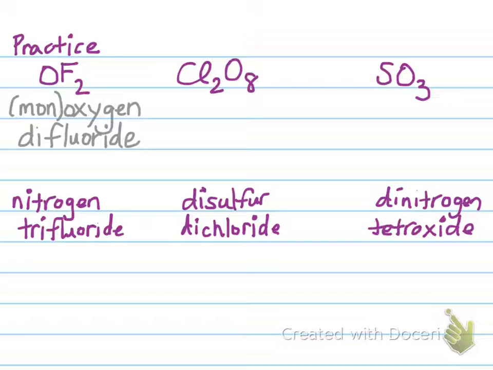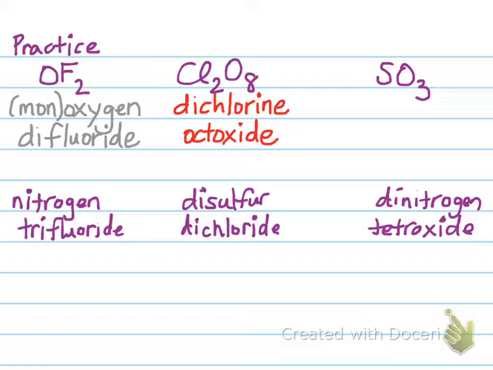For Cl2O8, Cl is chlorine. The 2 means there's 2 of them, so it's going to be dichlorine, and it has to be the INE ending because it's only the second element that ends in "ide." 8 is octa, and oxygen becomes oxide, so it's octoxide. So dichlorine octoxide.